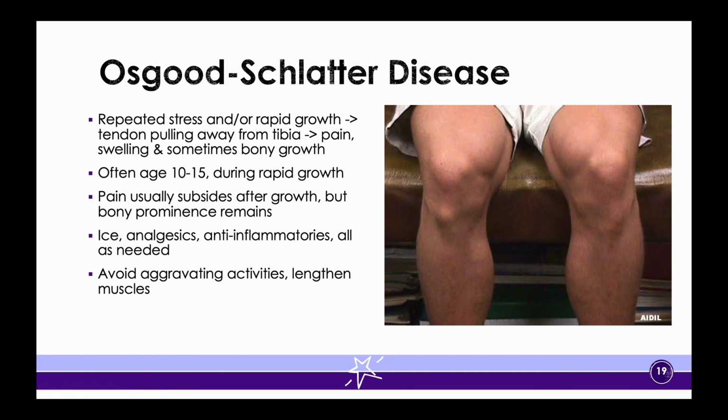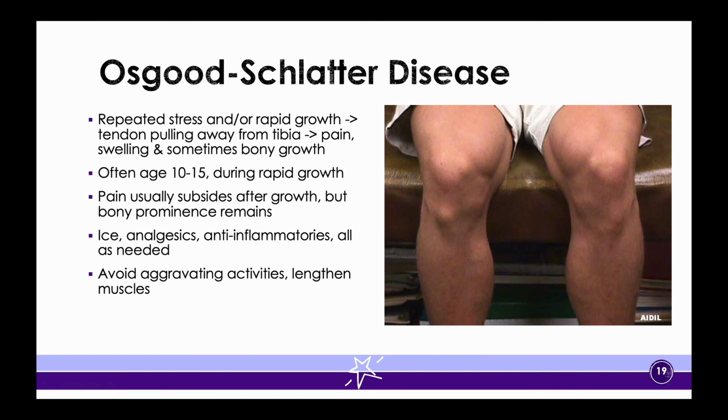The pain usually will subside after the growth is done, but the bony prominence will still remain. So people will have this accentuated tibial tuberosity for life, but it will only cause them pain while they're going through this rapid growth period. As always, we can consider the ice and analgesics or anti-inflammatories. We do need to be cautious because it does impair some of the healing process.